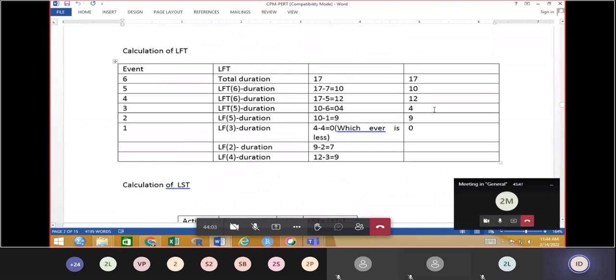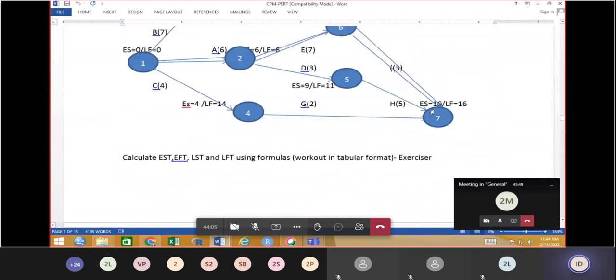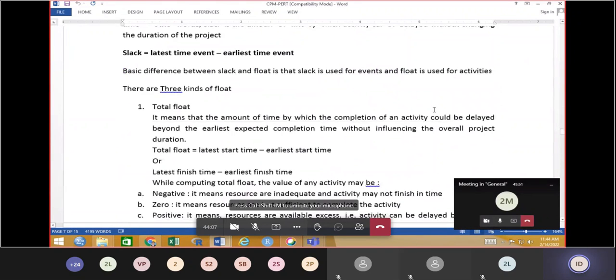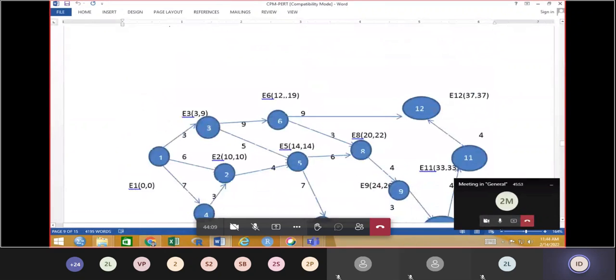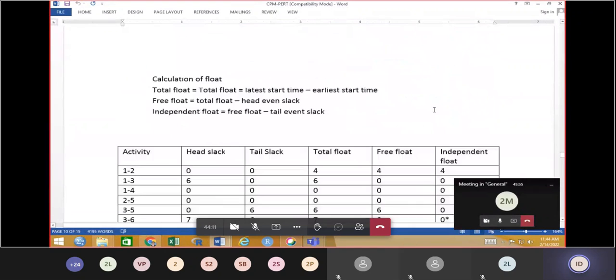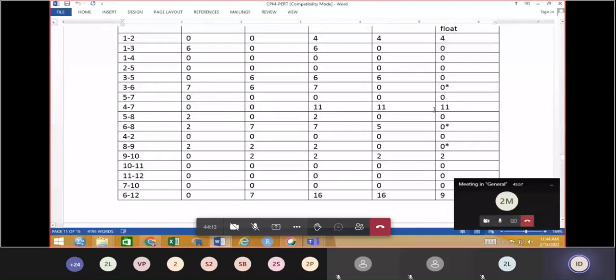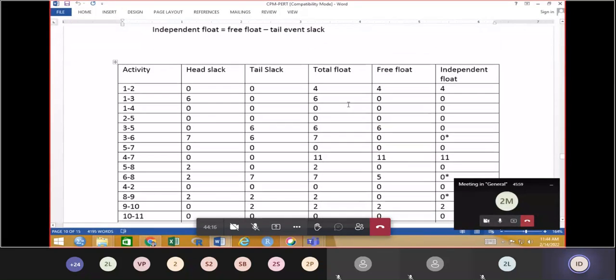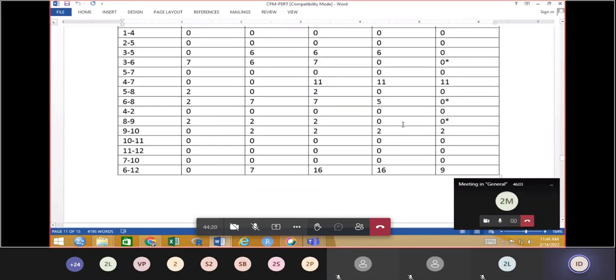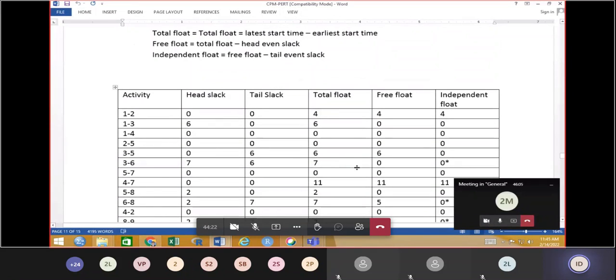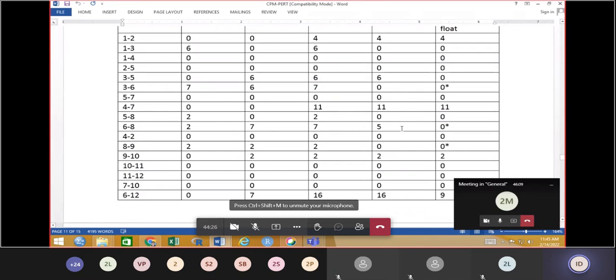Both files I will share with you, because complete solved examples are there. Here I have calculated it. Simply put it in the formula or read it from the diagram, and you get this figure. Because such big questions or problems will not be asked in the examination.